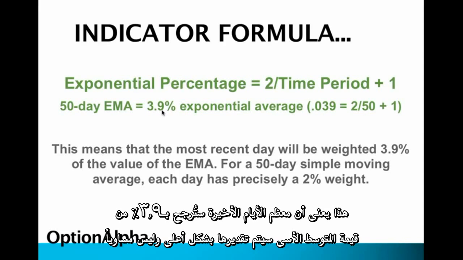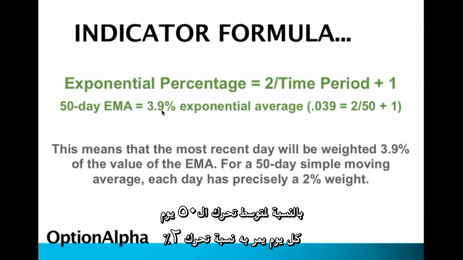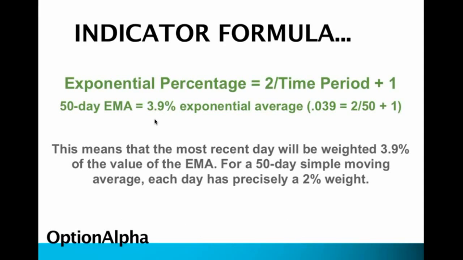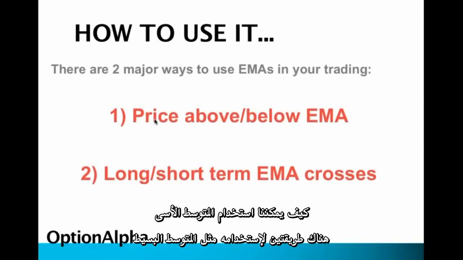So what this means is that the most recent day will be weighted 3.9% of the value of the EMA. So it's going to be weighted much higher. It's not going to be weighted as an equal percentage. It's going to be weighted a little bit higher. So for a 50-day simple moving average, each day that passes has a 2% weight, except for this one right here. So how do we use exponential moving averages?